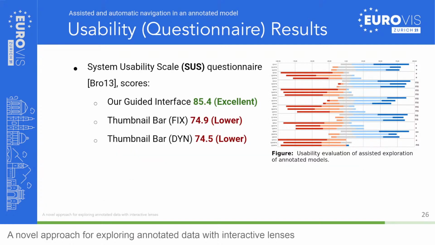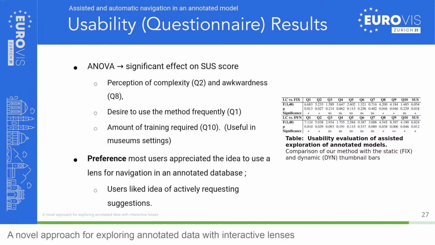We also performed a usability evaluation that showed a marked preference for our controller with an excellent score of 85.4. The ANOVA results confirmed that there was a significant effect on SUS score for these interfaces. ANOVA on answers to individual questions revealed significant effects on the perception of complexity and awkwardness, desired frequency of use, and the amount of training perceived to be required. This is of particular importance for museum applications in which walk-up and use interfaces are paramount.